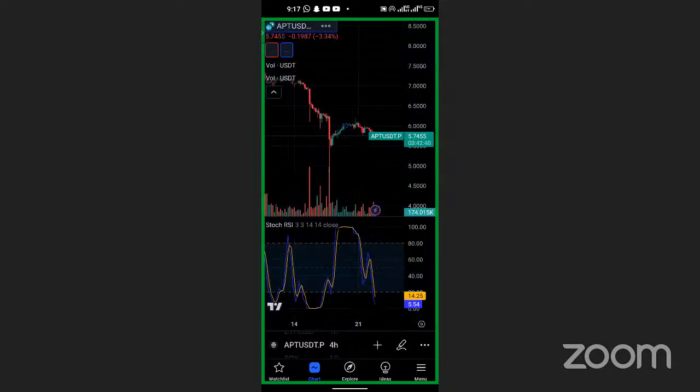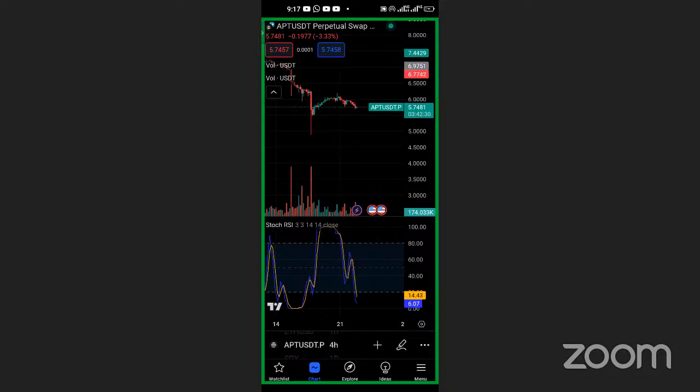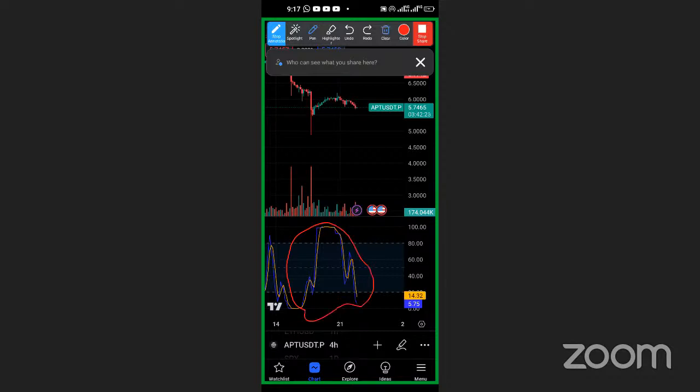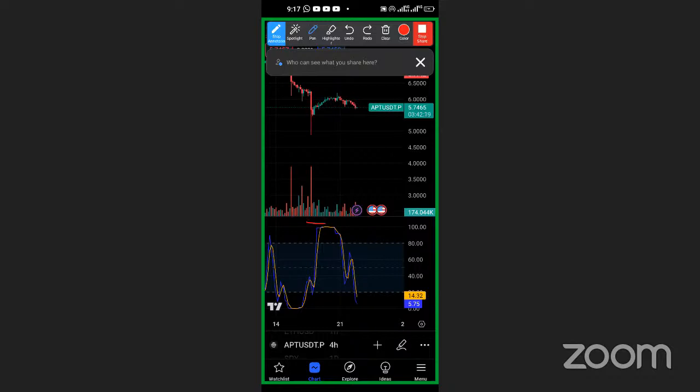Now, if you look at this stochastic RSI, what you just need to understand is that once all these lines you see moving get to the top, where it is here now, you understand that the market is overbought, waiting for a reversal downward. It's overbought, waiting for a reversal downward, meaning it's supposed to come down.